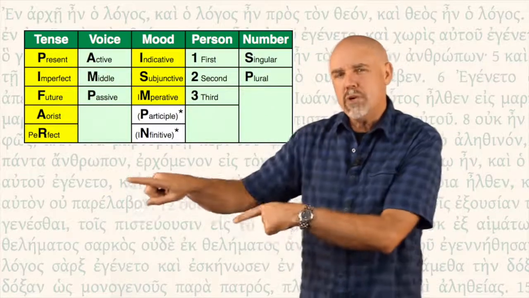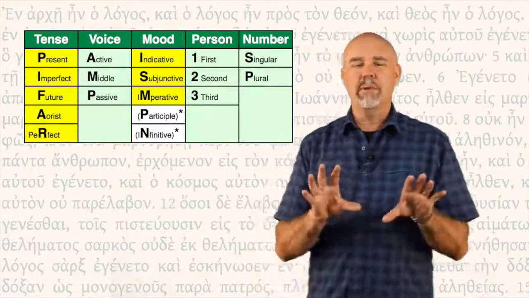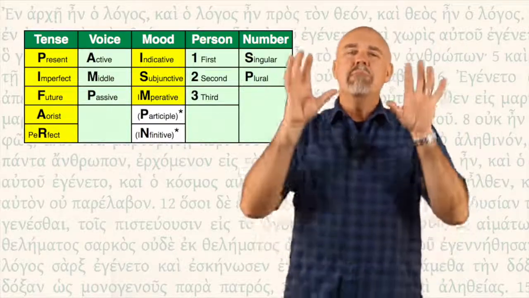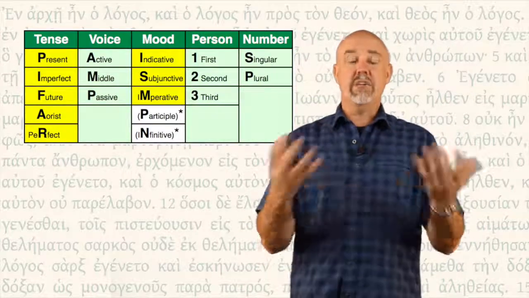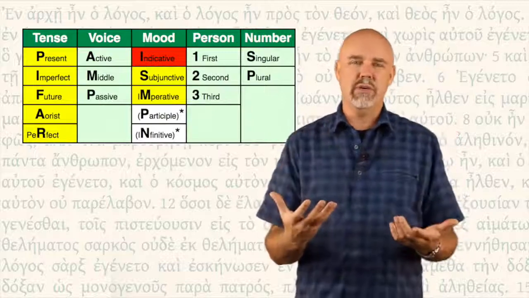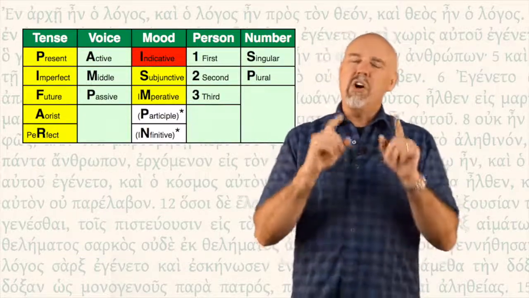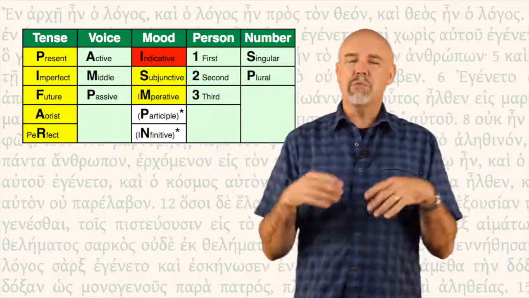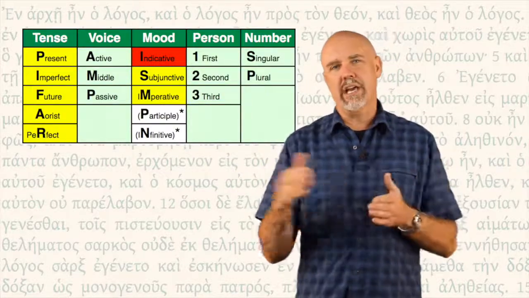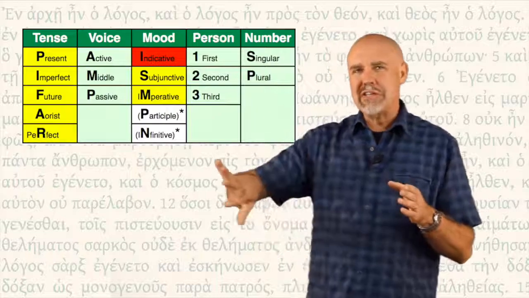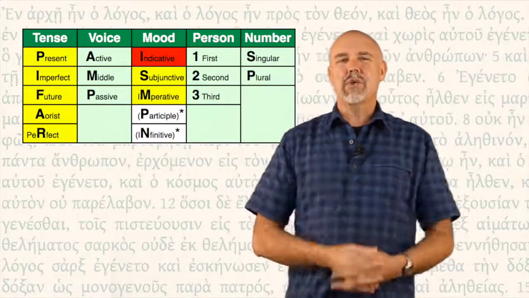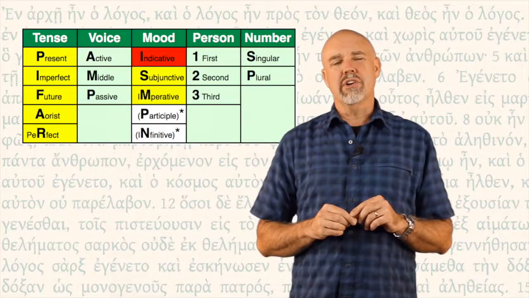Well, we'll set mood aside for a little while here because we'll see, for one thing, most of the verbs in any Greek text are in the indicative mood. So we'll just focus on the indicative mood for now. And also we'll see when we get to mood that it really isn't that difficult to recognize the other moods. So let's just set that to the side and let's ask the question, how does a Greek verb show us its tense?